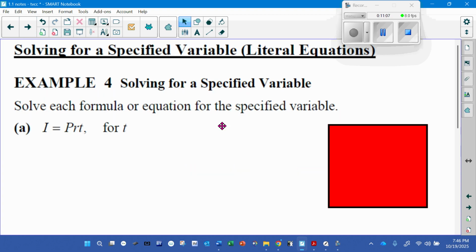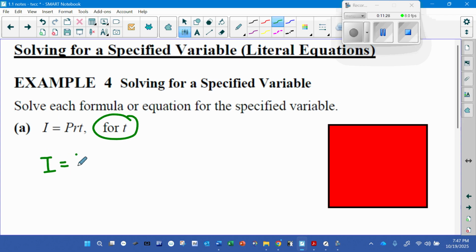All right. So here, what if you're only going to solve, I give you an equation, it's all letters, and I ask you to solve for one of the letters that is there. I want you to solve for t. So we're going to isolate the t. Since it says I equals P times R times T, since everything is times, the opposite of times or multiply is to divide. So I want to divide by P, and I want to divide by R.